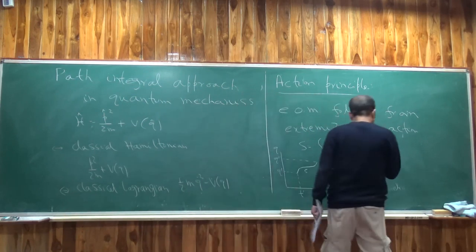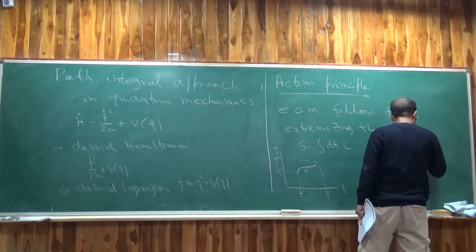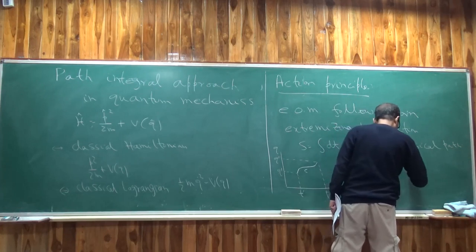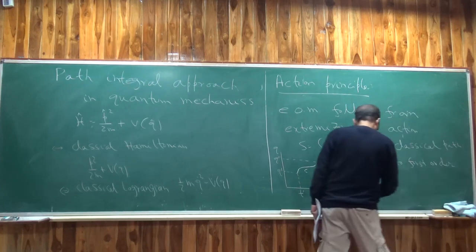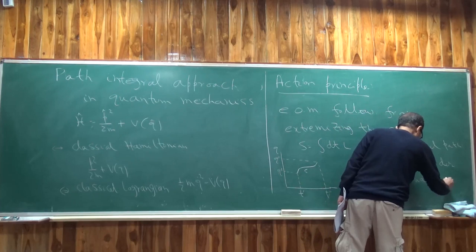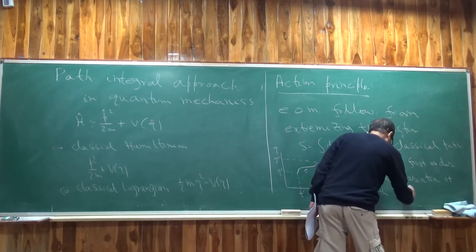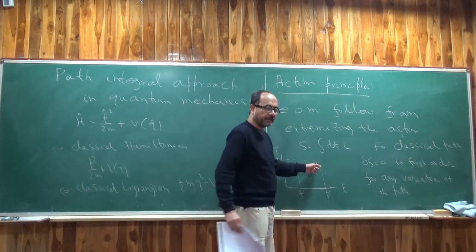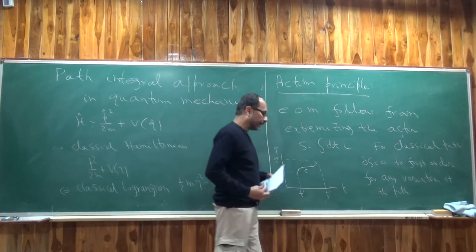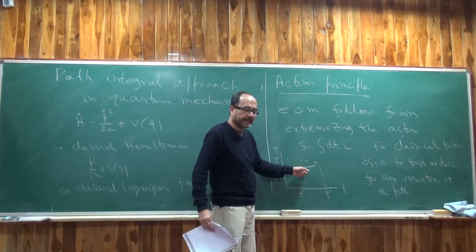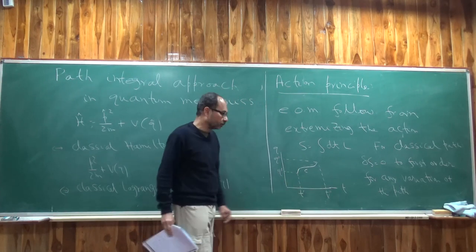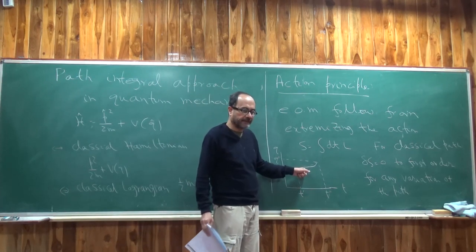Which means that for the classical path, delta S is equal to 0 to first order, for any variation of the path. Suppose this is a classical path, then to test if it's a classical path, you take a neighboring path, and calculate the difference in this integral between the neighboring path and the classical path. That difference will always be 0 to first order. Only then can you say that this is a classical path, that it satisfies classical equations of motion. If this difference is not 0 to first order, then this path is not classical. Okay? That's the action principle.